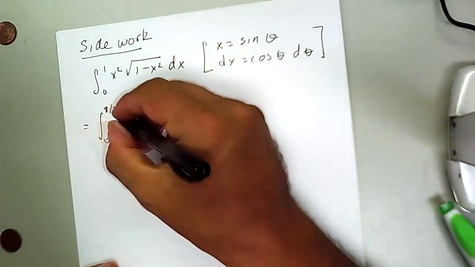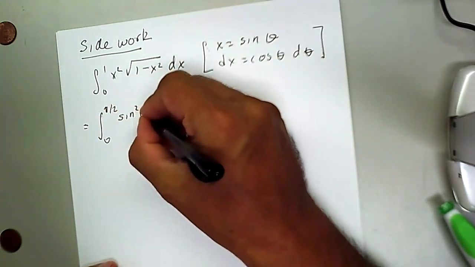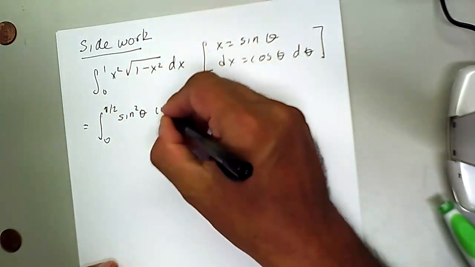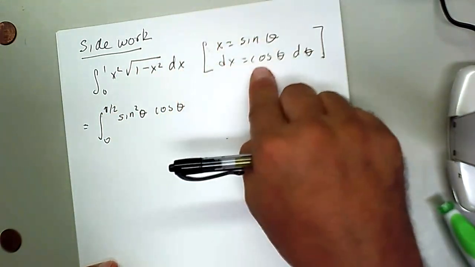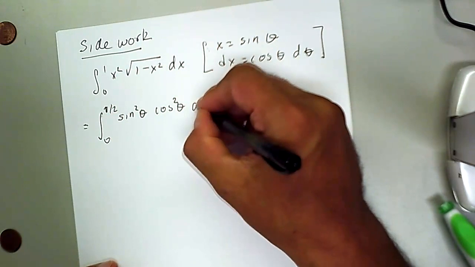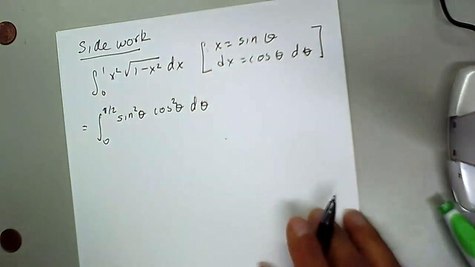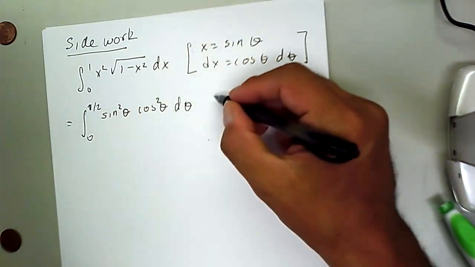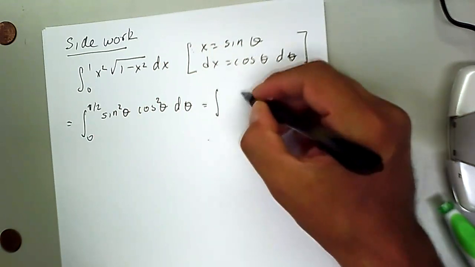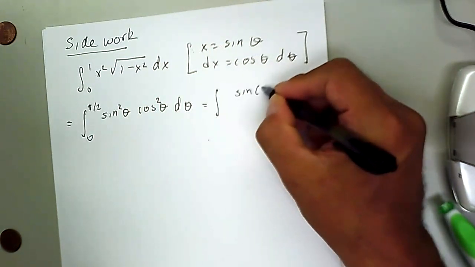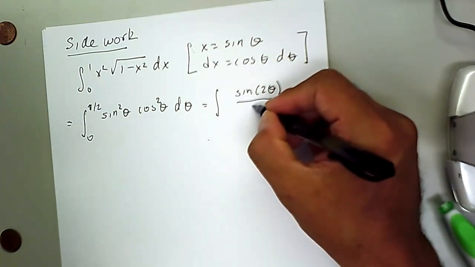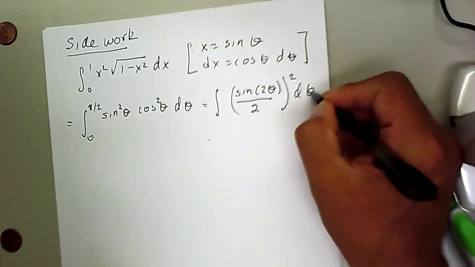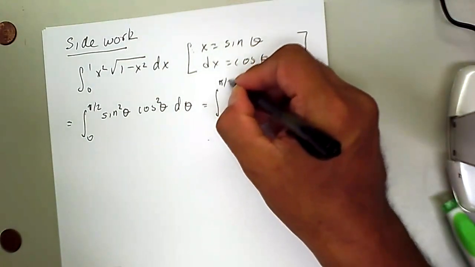So we're going to have sine squared theta. That is going to be cosine, because 1 minus sine squared is cosine squared, root of that is cosine theta. And then dx is another cosine theta d theta. Okay. So we have sine cosine quantity squared. And all of us know that sine cosine is really sine of 2 theta, in this case over 2, but then we still have to square that from 0 to pi over 2.